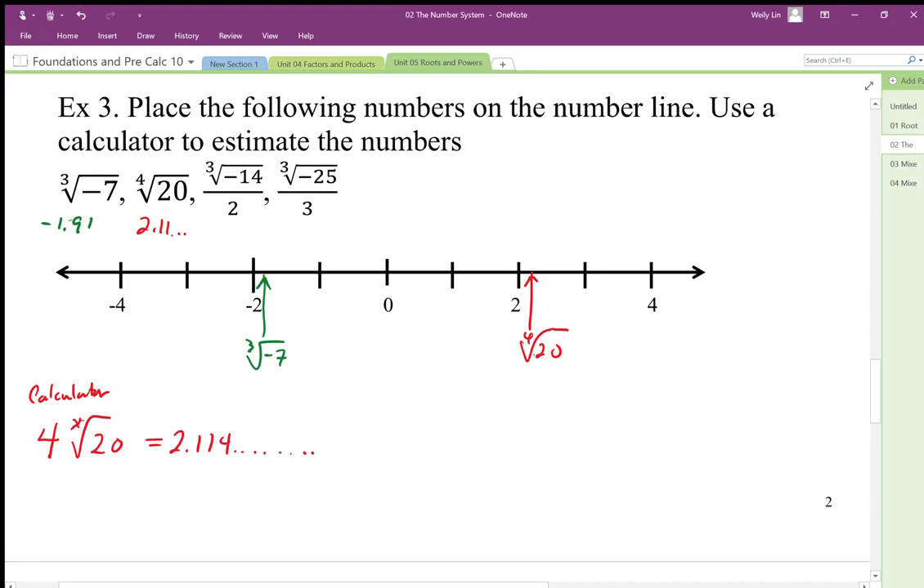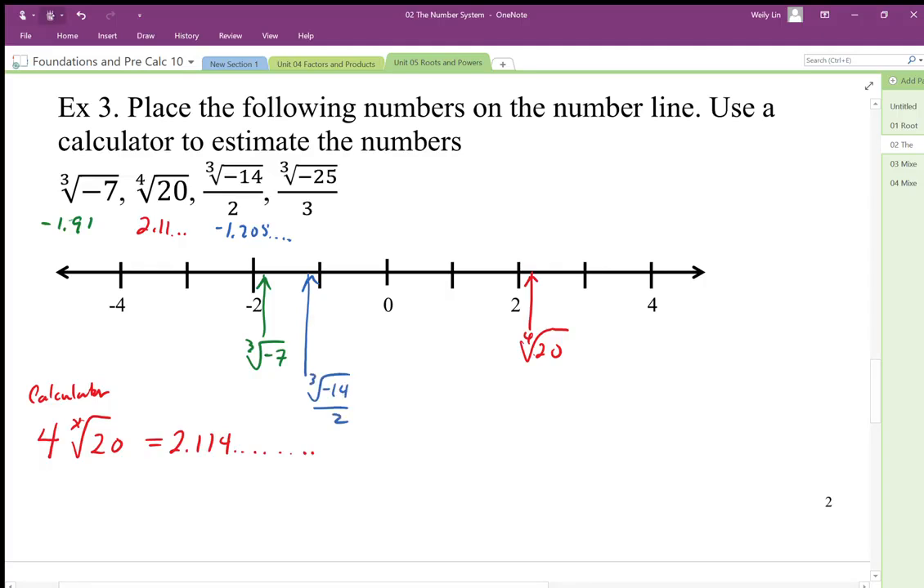Negative cube root of negative 14 over 2. When I work that out, I get negative 1.205. Okay, so that's going to be right about here. So that's the cube root of negative 14 over 2.